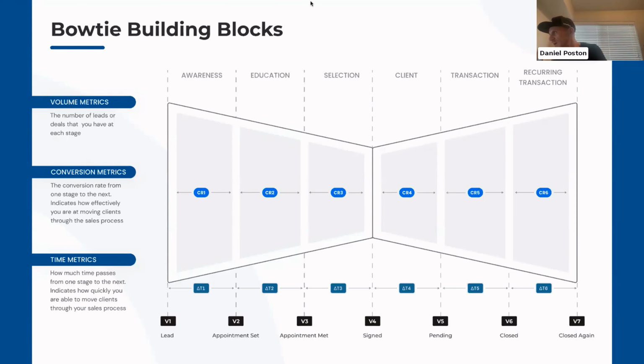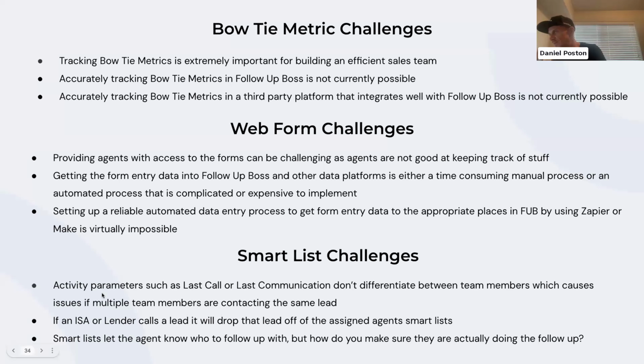So this is all great, but how do you track it? The challenge with bow tie metrics is they're extremely important to building an efficient sales team, but accurately tracking that in Follow Boss is not possible. And the reality is there's not a third-party system yet that accurately tracks all of those metrics in a simple, streamlined way.